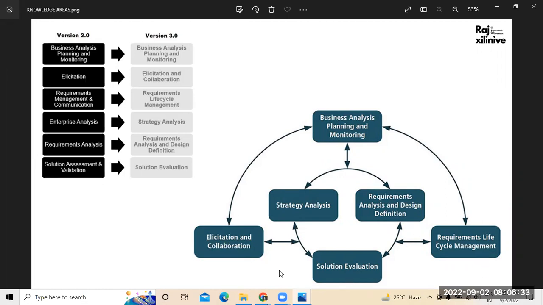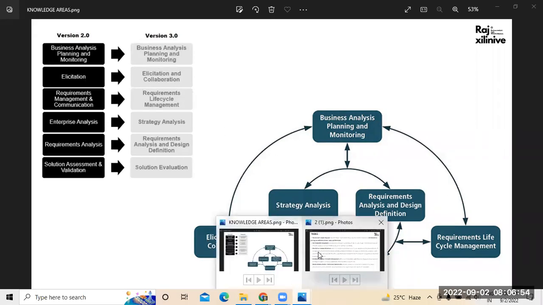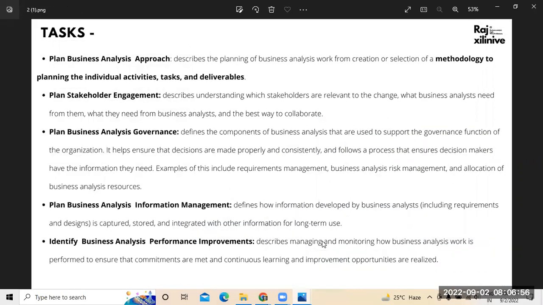Now let's get back to the first knowledge area, as I mentioned earlier, which we call business analysis planning and monitoring. The first thing you have to do as a BA is business analysis planning and monitoring at the first level. When we talk about this, there are different tasks which we have to focus on. These are the different tasks you can see here.